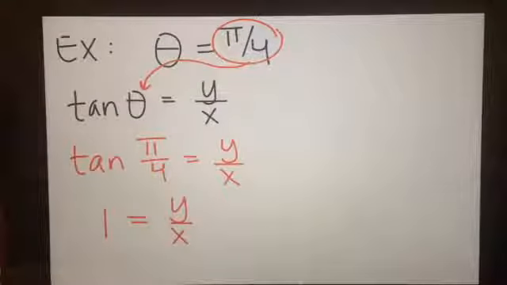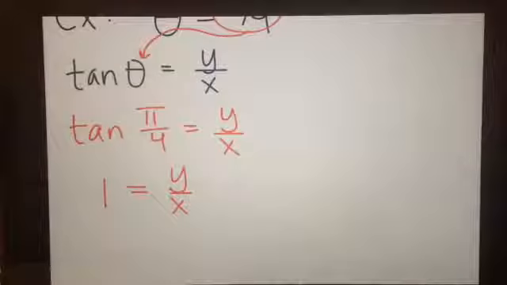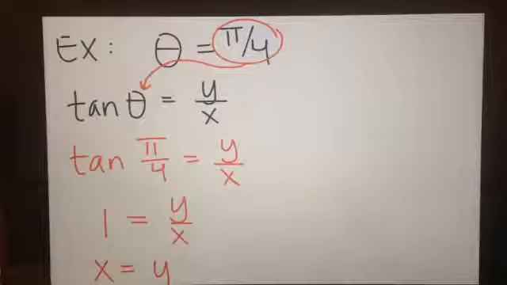And in rectangular form, equations are usually solved for just y. So I'm going to multiply by x on both sides, and I get x equals y, or y equals x. So that would be the rectangular form of the original polar equation theta equals pi fourths.